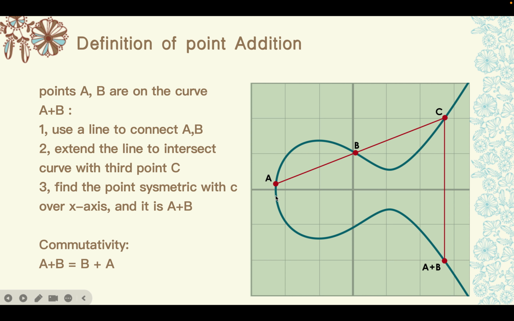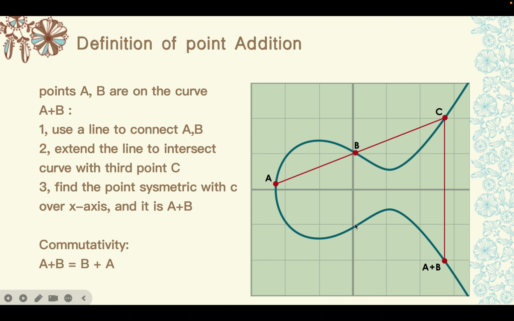And the same applies to A plus C. For A plus C, we use a line to connect A and C. Now we don't need to extend the line because the third point B already intersects with the curve. Now we find the symmetric point of B here, and this point can be defined as A plus C.